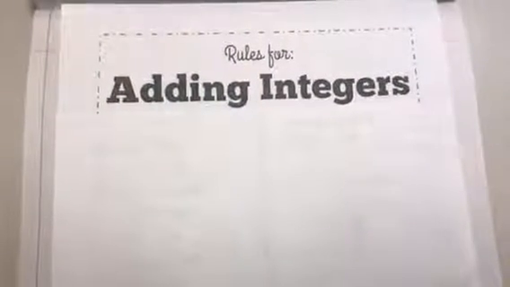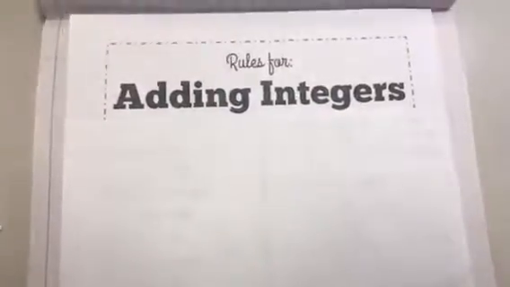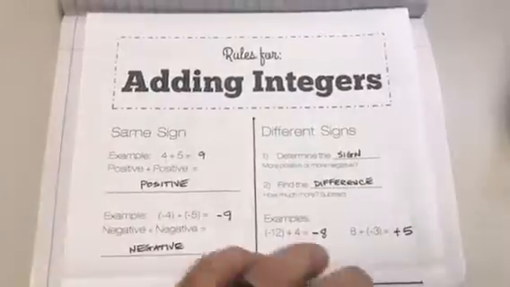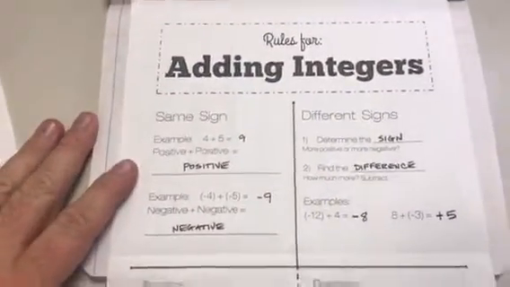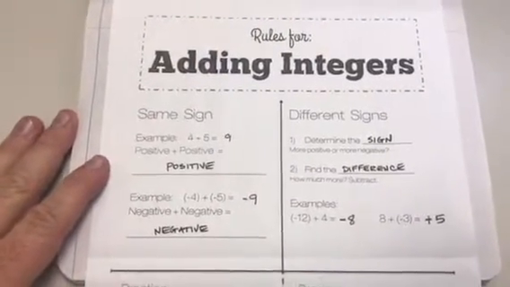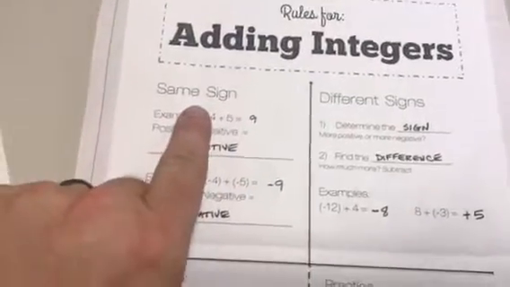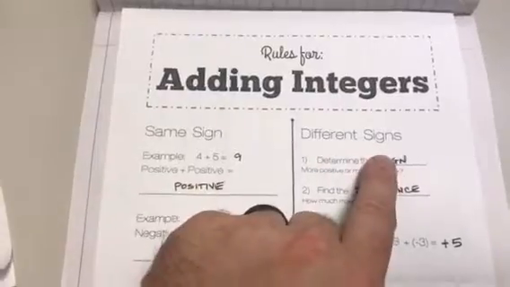Hey everybody, I want to talk to you real quickly about some rules for adding integers. We put this in our journals today, and we have lots of different rules for adding, subtracting, multiplying, and dividing integers, but we stuck with addition today. And it's real simple if you break it down into two categories: when you're adding with the same sign and when you're adding with different signs.